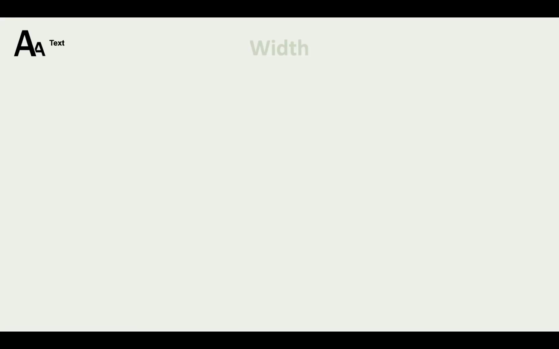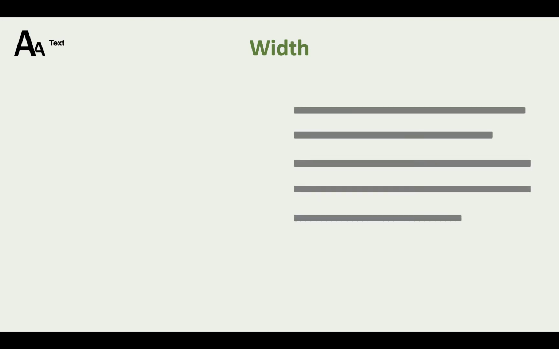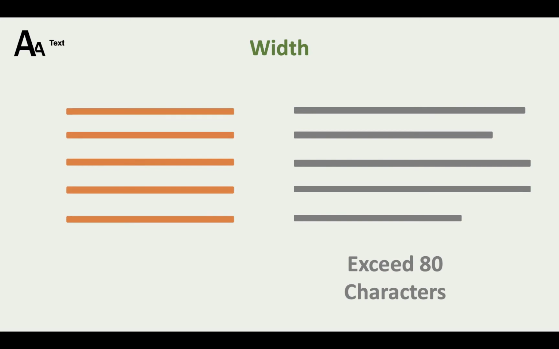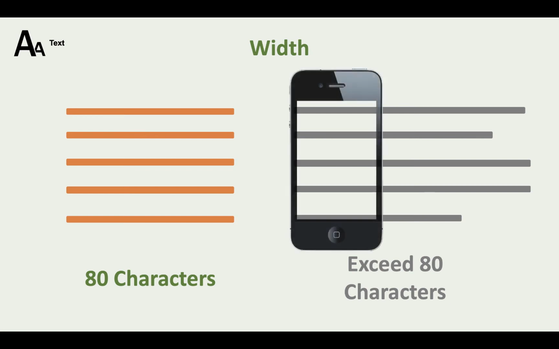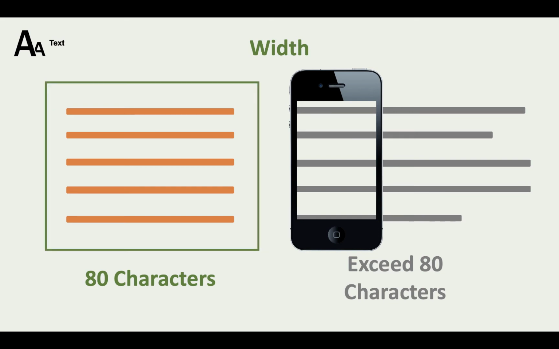Text. Width. Rather than an overwhelming text wall with more than 80 characters per line, use simple sentences and keep each line with no more than 80 characters, because it will be easier to read on a mobile device. In order to keep an 80 character per line, you can create a table to limit the number of characters per line. Then make the table border invisible or 0 point.